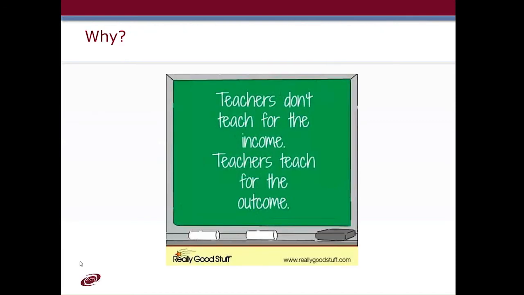I saw this yesterday and thought I would share it with you. Why are we looking at comprehensive assessment incomes? It's because teachers don't really teach for the income. They are teaching for the outcome. Lest we forget, this is what we're all about, positive outcomes. But how do we know if we're on track to help our students achieve these positive outcomes? By looking at data, looking at how students are responding and learning.